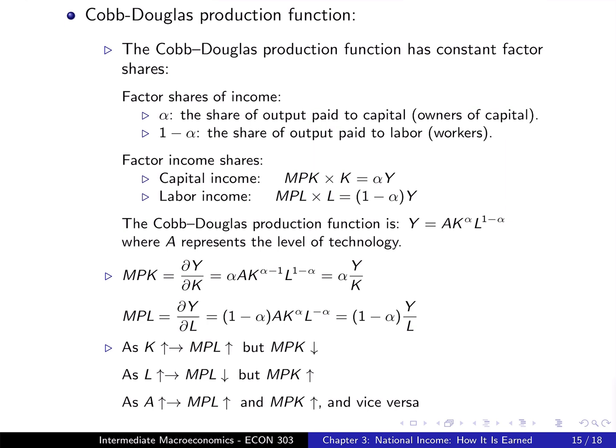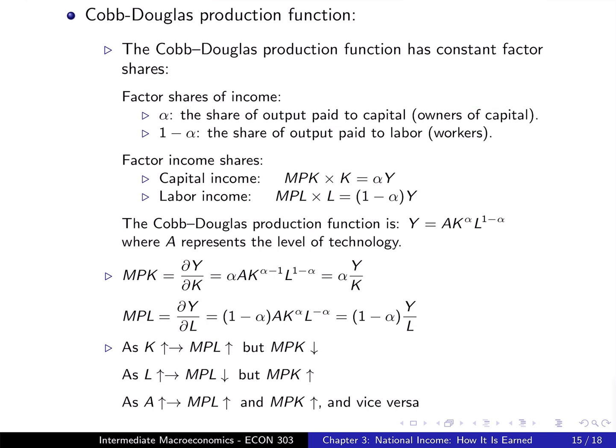More capital boosts labor productivity, but each additional unit of capital adds less output. This is diminishing marginal returns. As labor L increases, MPL decreases, but MPK increases. More labor reduces its marginal product, but increases the productivity of capital.